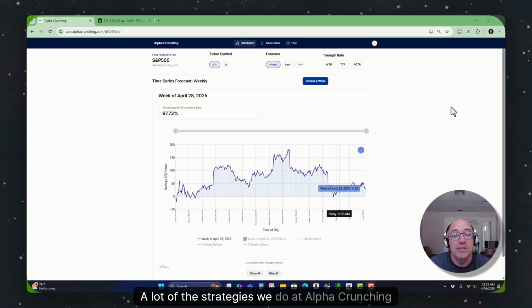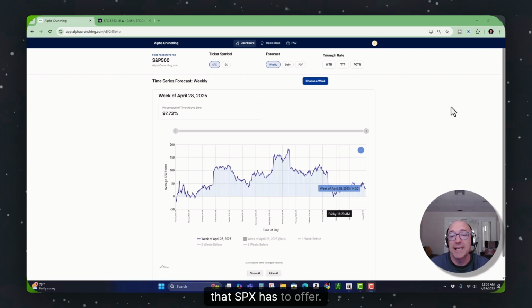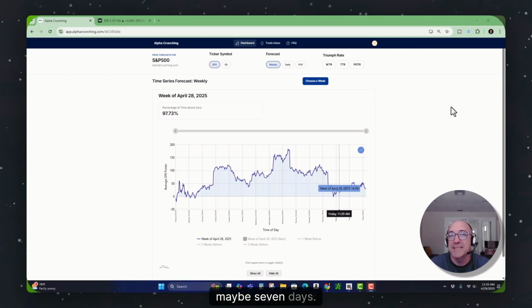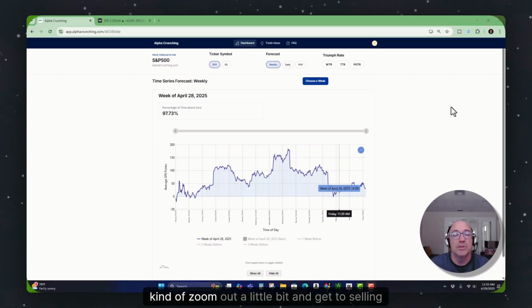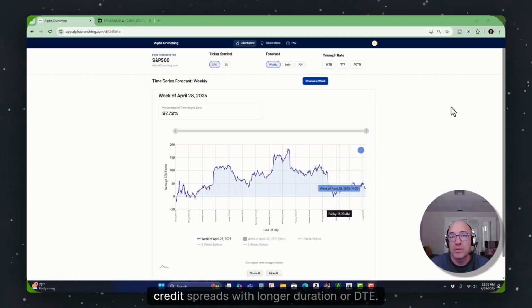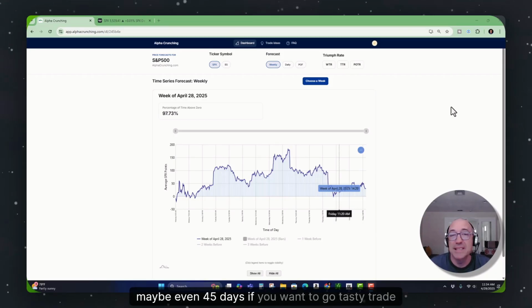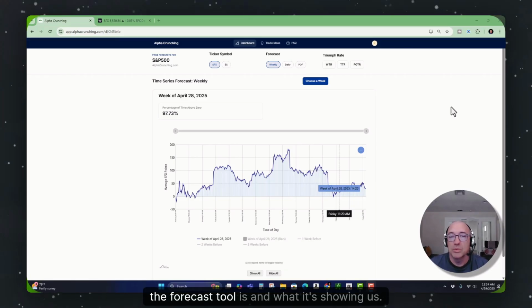A lot of the strategies we do at Alpha Crunching take advantage of the 5 expirations per week that SPX has to offer, and we've really been focused on 0, 1, and up to maybe 7 days. I think this new feature is going to allow us to zoom out a little bit and get to selling options. That's how I like to trade, selling spreads, iron condors, credit spreads with longer duration or DTE. And I'm thinking in the neighborhood of 30 days, maybe even 45 days if you want to go tasty trade style.